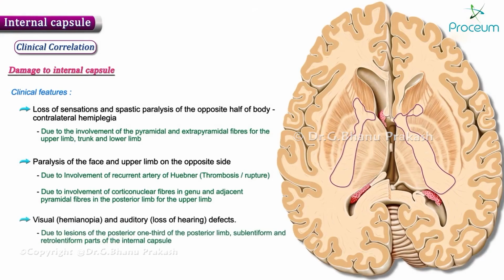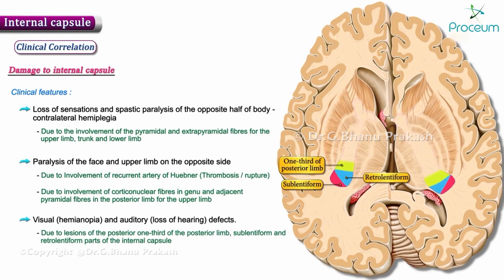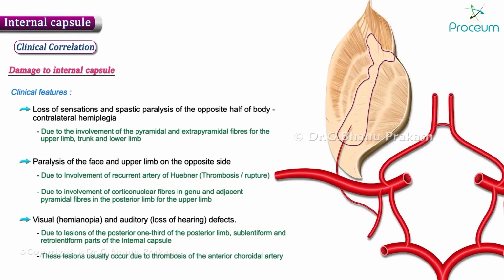Lesions of the posterior 1/3 of the posterior limb and sublentiform and retrolentiform parts of the internal capsule lead to visual defects, or hemianopia, and auditory defects, or loss of hearing. These lesions usually occur due to thrombosis of the anterior choroidal artery.